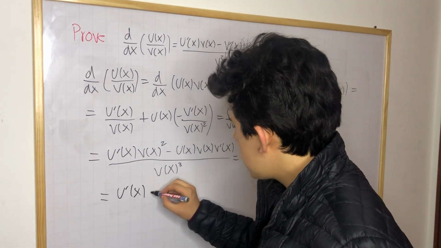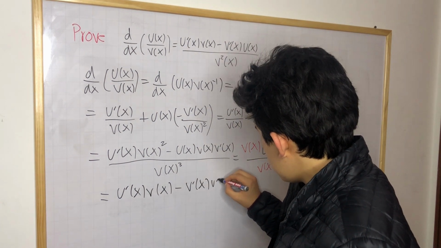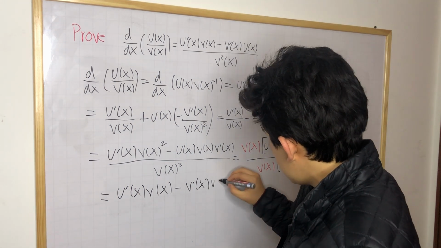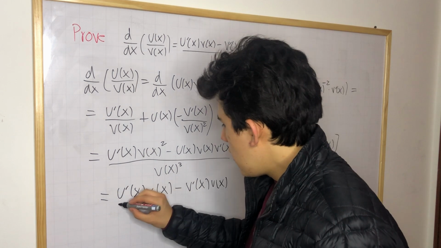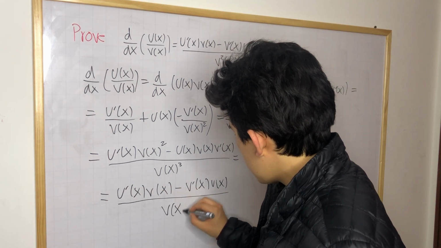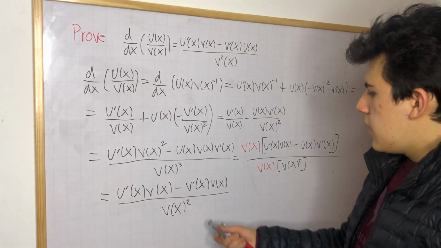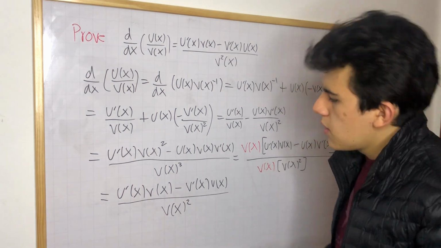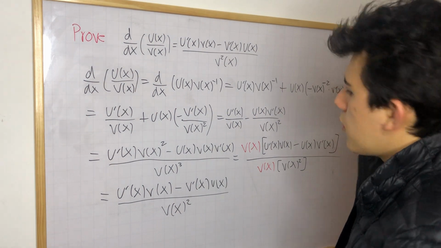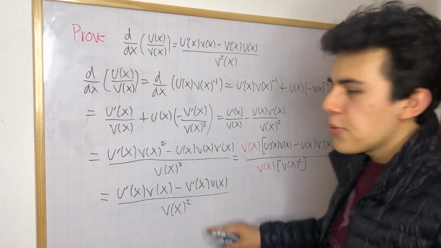u prime of x times v of x minus v prime of x times u of x, no, not u prime, sorry. I wrote the apostrophe, no apostrophe. u of x, and all these two terms over v of x squared, okay? You can see this is the expression that we were looking for. I'm going to say equation, but this is technically not an equation. This is just simply an expression. An equation would be, well, the entire chain of equations, yeah. So this is basically what we were looking for.